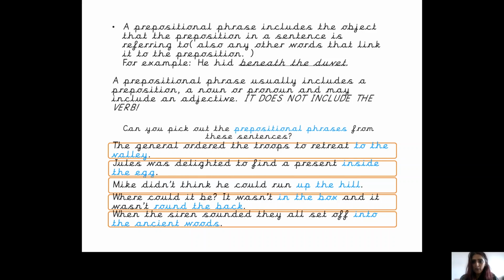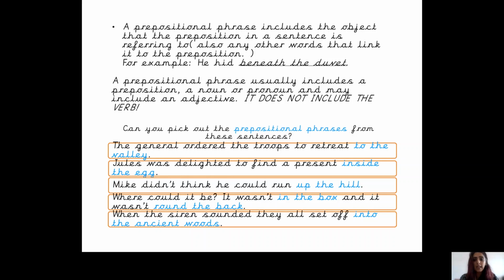I'd like you to pick out the prepositional phrase from these sentences. We'll do the first one together. The general ordered the troops to retreat to the valley. What do you think the prepositional phrase is? Remember, it tells you the direction or where the thing is, including the object. That's right, it's to the valley. I'd like you to pause the video and underline the prepositional phrases.